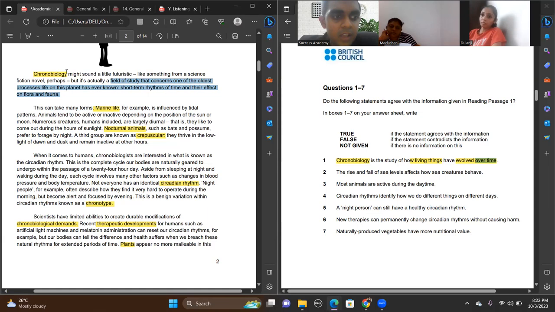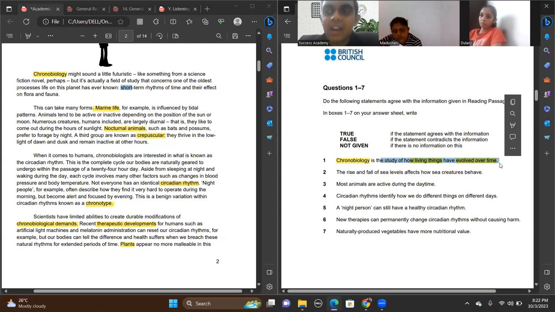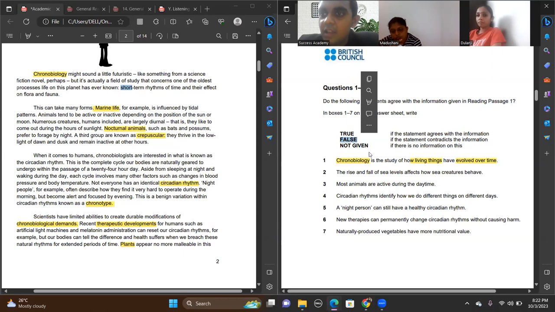Chronobiology might sound a little futuristic, like something from a science fiction novel, but it's actually a field of study that concerns one of the oldest processes life on this planet has ever known. Short-term rhythms of time and their effect on flora and fauna. Now it says short-term rhythms of time. Here it says how living things have evolved over time. The answer is wrong. Therefore, it's false. Right? Therefore, we put false. Is that clear? It's the same thing. Now, then what we have to understand is, now we found the first answer here, right? In this section. The answer for the second question is going to be below that.